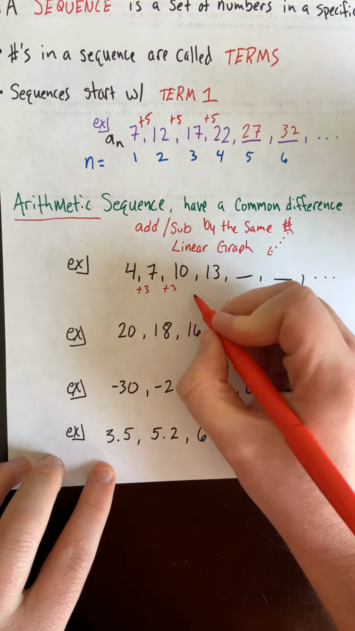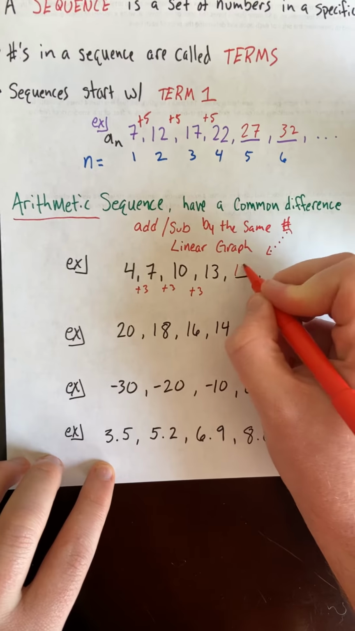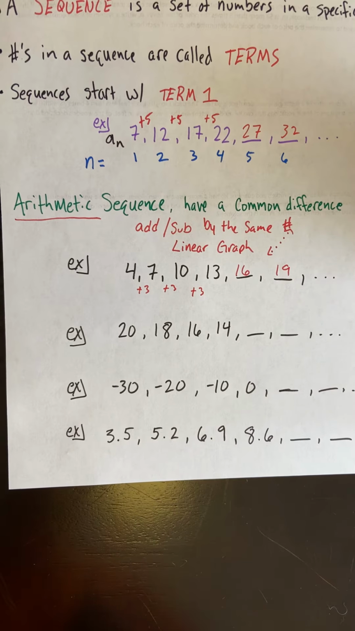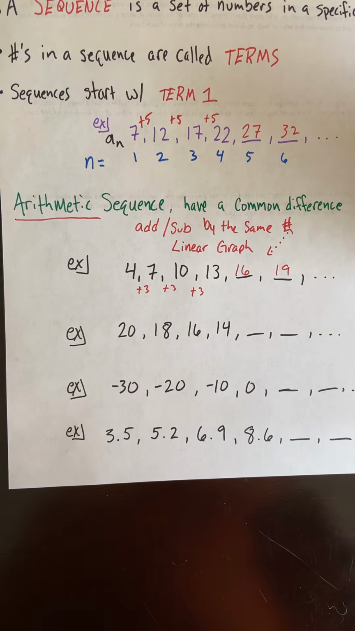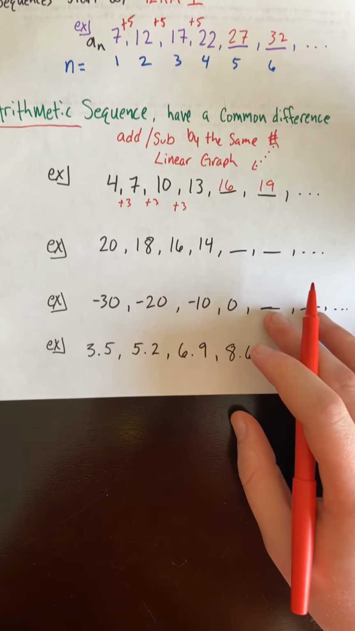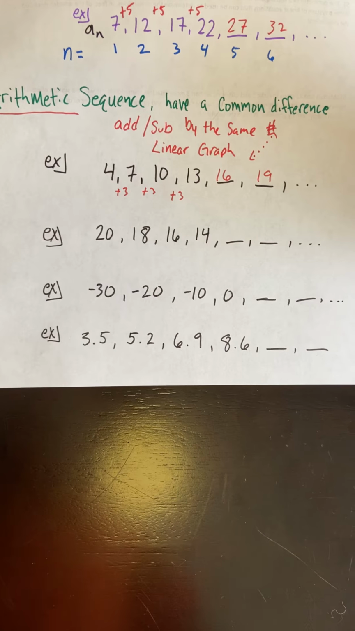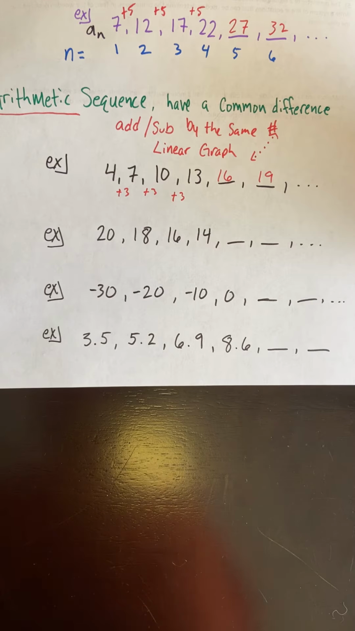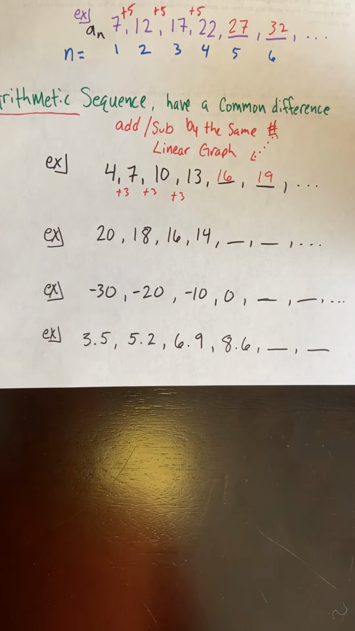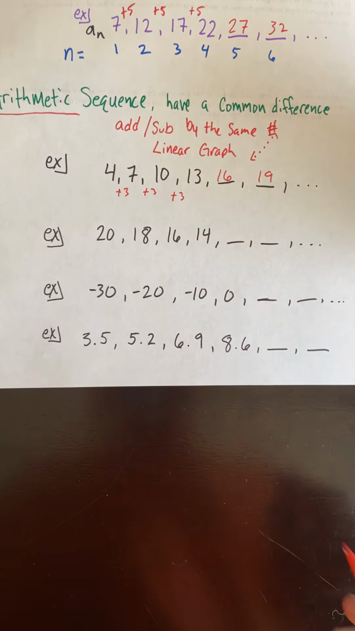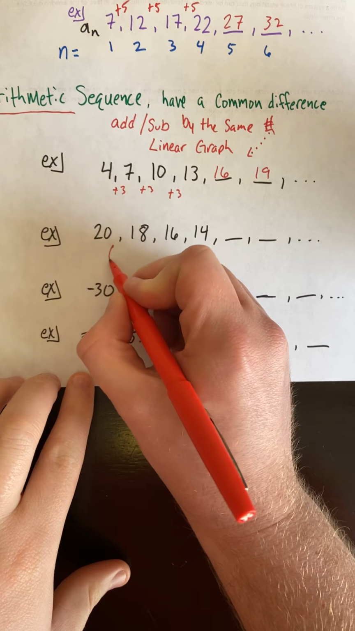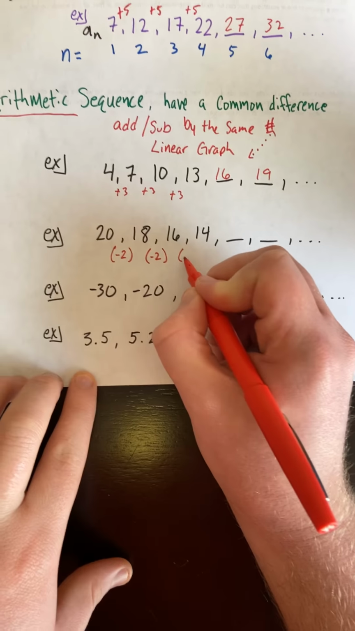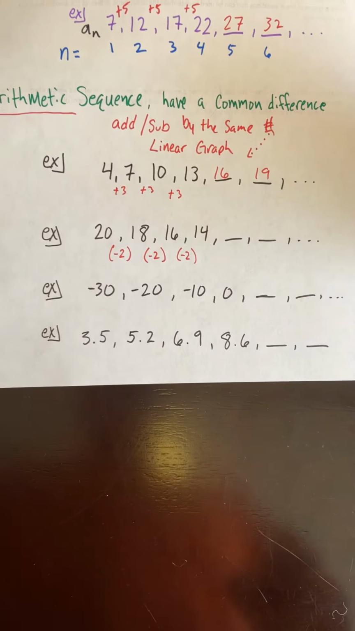So if we're adding 3 every single time, it looks like this is probably going to be a 16. That's going to go to a 19. Okay, maybe the next example here. Okay, so maybe you can see that the numbers are getting smaller. So the common difference here should be a negative. It looks like here we would be adding a -2. We're adding a -2, adding a -2, right?